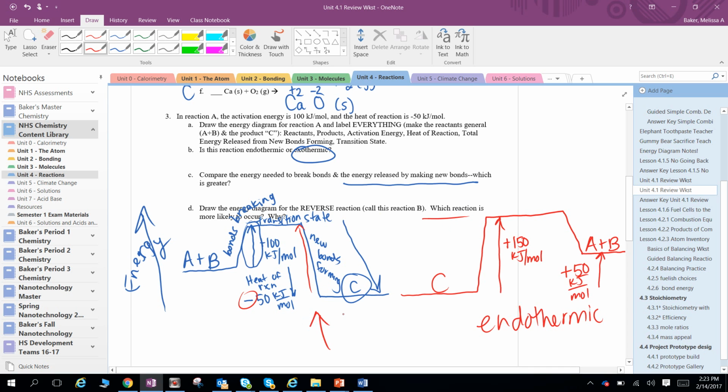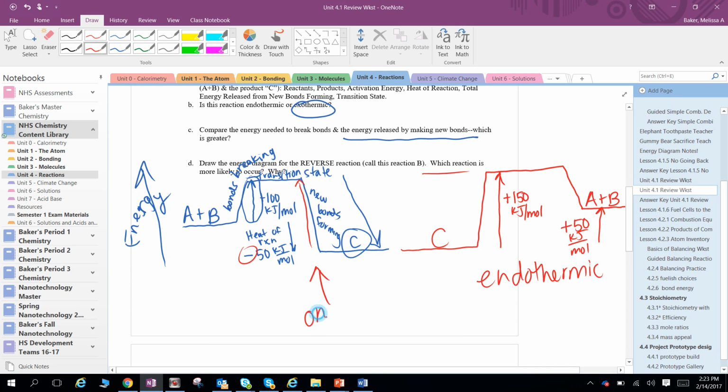And it's definitely the first one, because this one only takes 100 kilojoules per mole to break the bonds, while the other reaction takes 150. So reaction A is much more likely to occur.